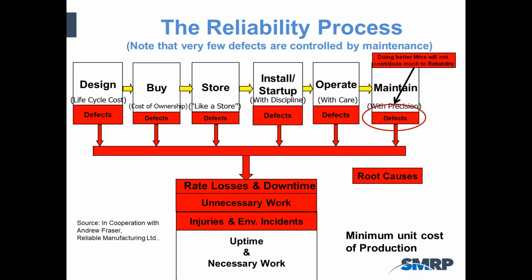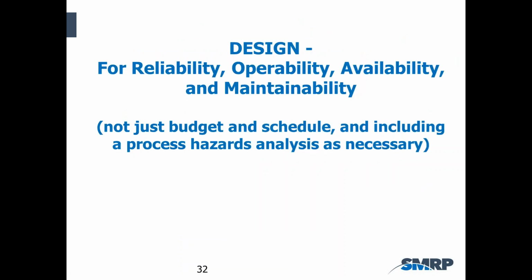By the way, in the book Making Common Sense Common Practice, there's a chapter on each one of these if you're really interested in all the detail. So, design for reliability, operability, availability, maintainability. It's not just budget and schedule. And of course, you have to include a process hazards analysis as necessary. At one point in my career, I was VP of projects, and I focused on budget and schedule, and I didn't much care what happened downstream. And frankly, that was a mistake. I hope you can apply some life cycle cost principles in your efforts around capital projects.